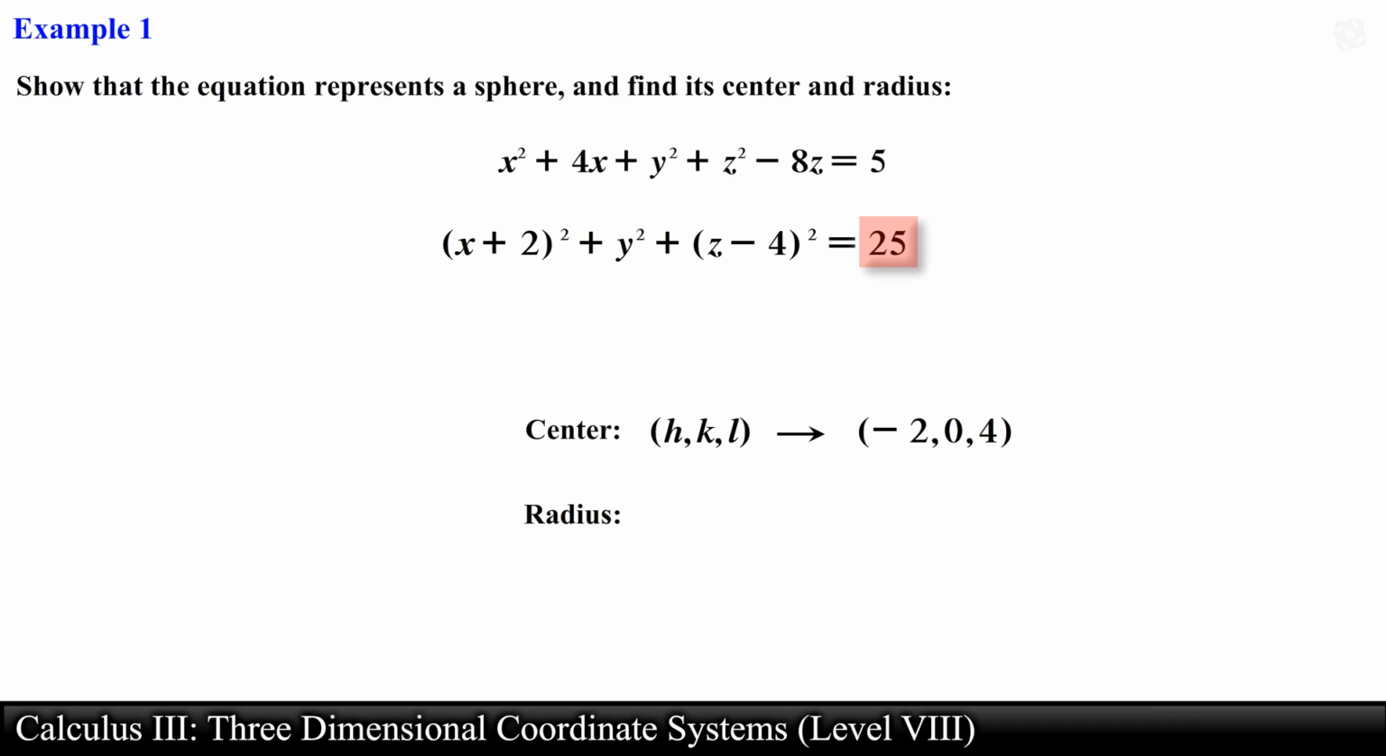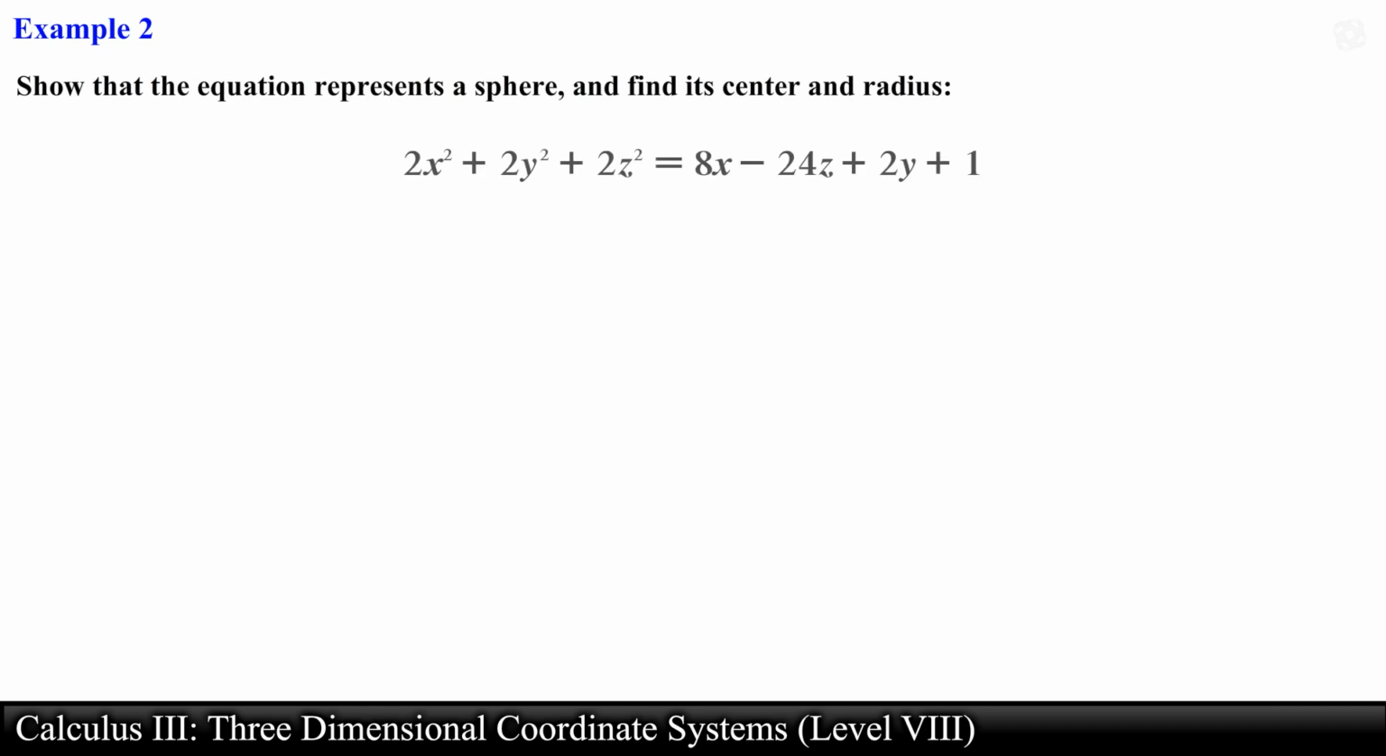The number expressed in the equation is r squared. So to find the value of r, we need to take the square root of this expression. So the square root of 25 is 5. The radius of this sphere is actually 5, not 25. Alright, let's try the next example.